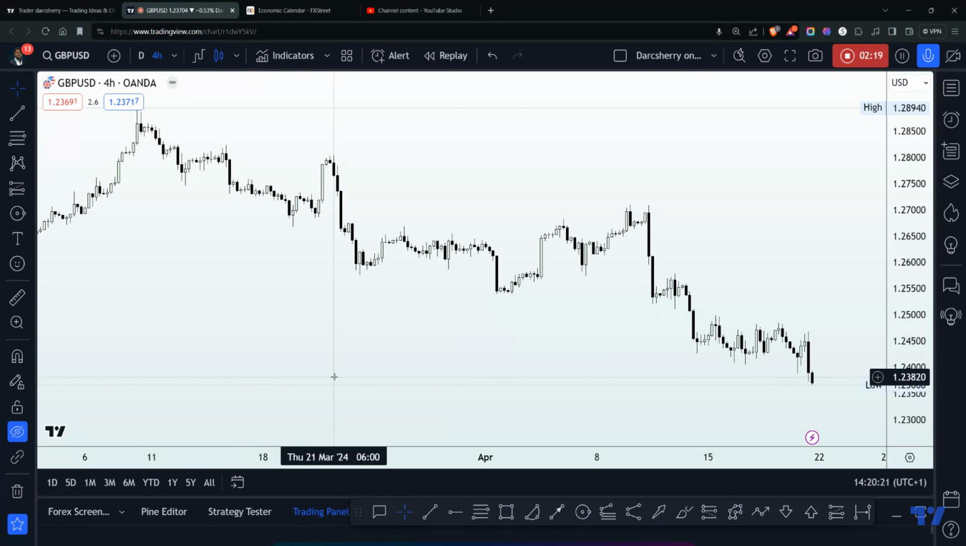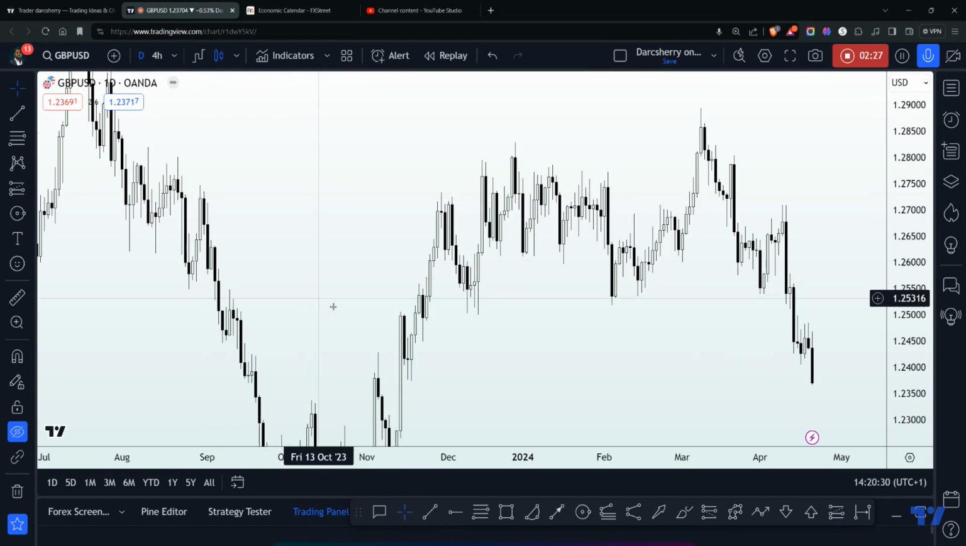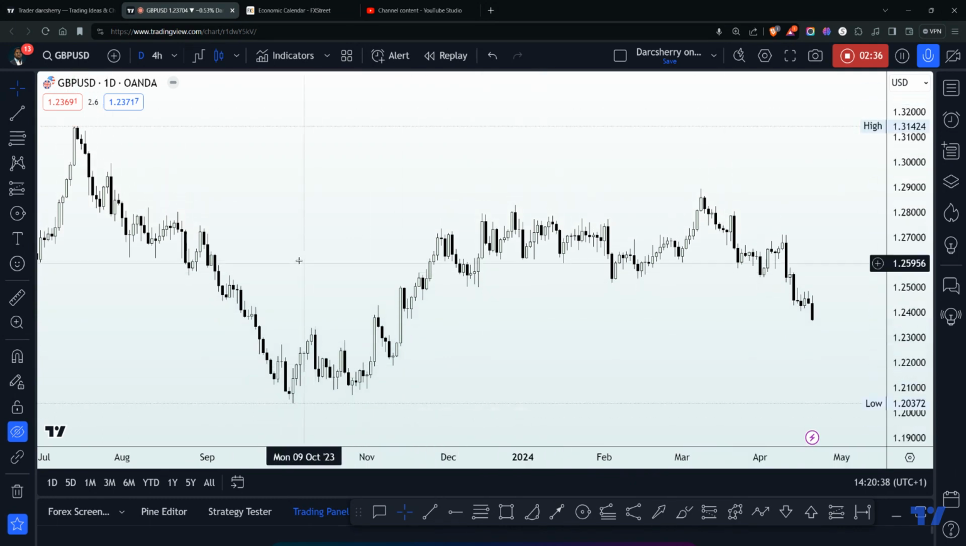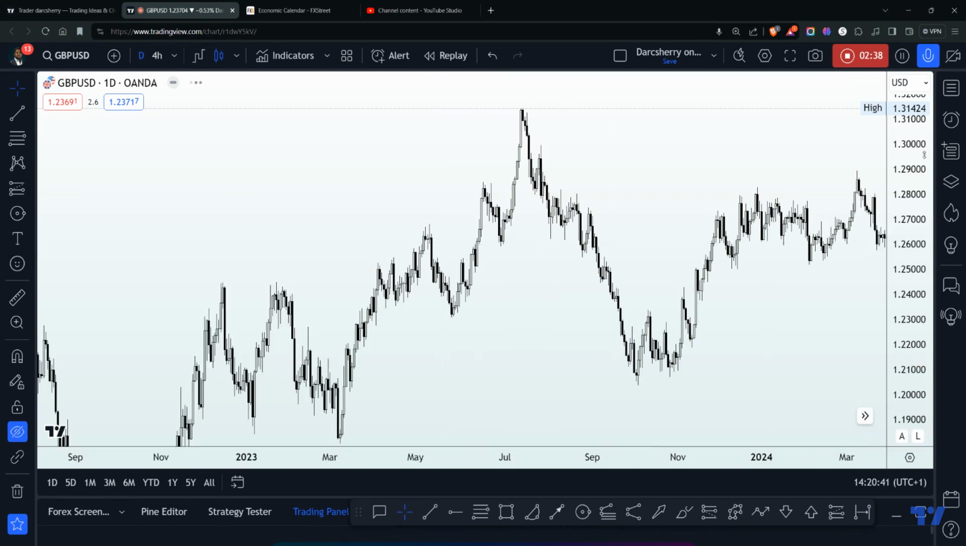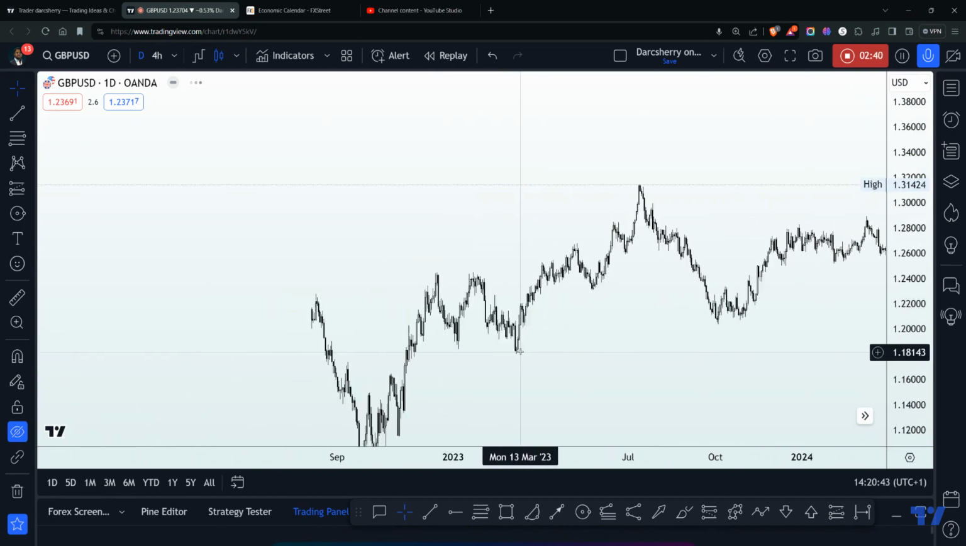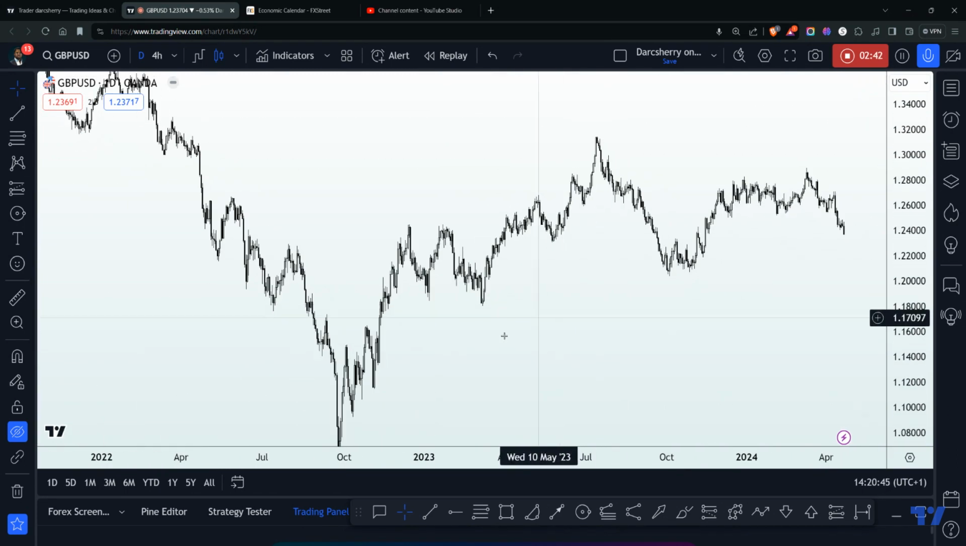Now, before we transition into the intricacies of the 4 hours time frame, I would love to share with you a pivotal structure on the daily time frame that has wielded substantial influence over price movement in recent years. Now, I do not want to go too far back. Let's just capture the last couple of years or thereabout.